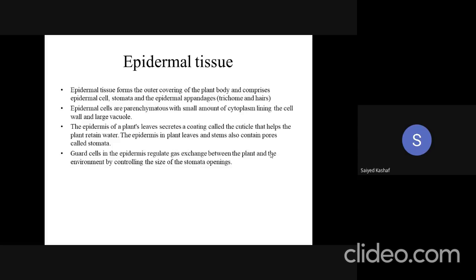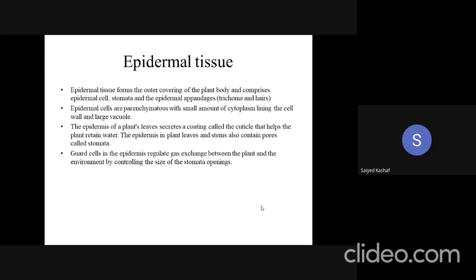Excess loss of water is prevented by the presence of trichomes, and these epidermal cells are parenchymatous with a small amount of cytoplasm lining the cell wall and a large vacuole. This epidermis of the plant leaves secretes a coating called cuticle that helps the plant retain water, and the epidermis in plant leaves and the stem also contain minute pores that are known as stomata. So these stomata are very minute pores present in abundant amount in the leaf, whereas they are very few in case of stem and almost negligible in case of root.